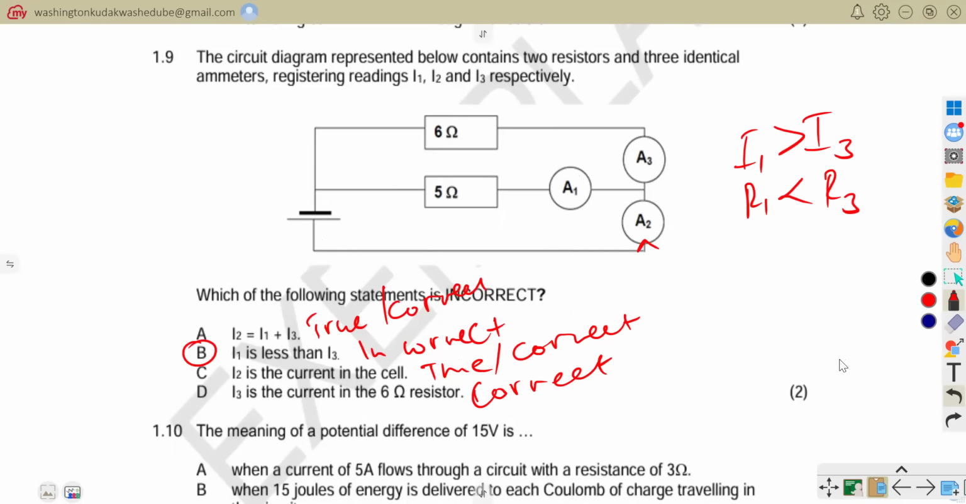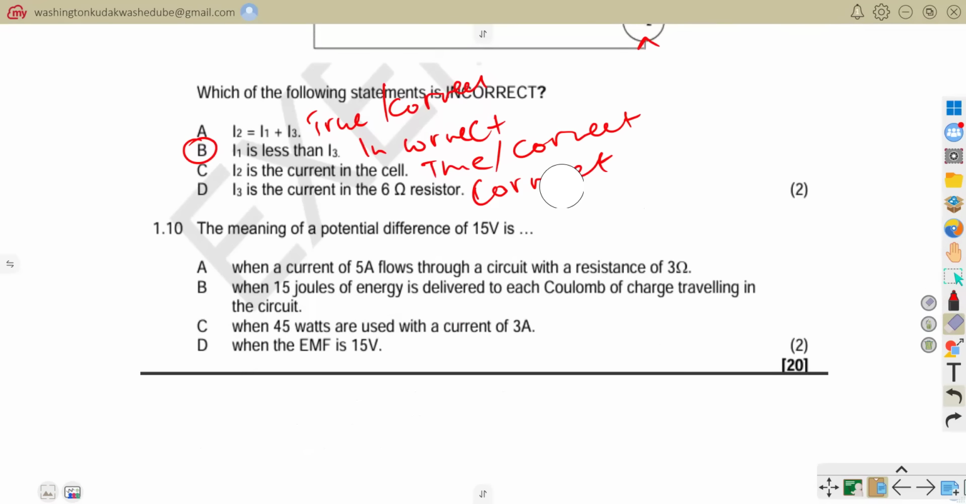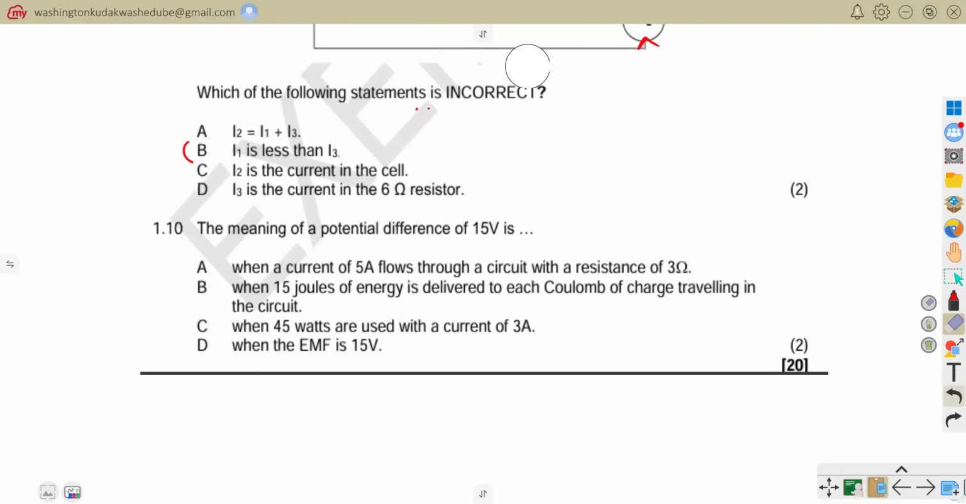If that is the case, now let's go to 1.10, which becomes the last question on our multiple choice questions. So now we are saying the meaning of a potential difference of 15 volts is. What is the meaning of a potential difference of 15 volts? So we know the potential difference, what is the potential difference? How do you define potential difference?